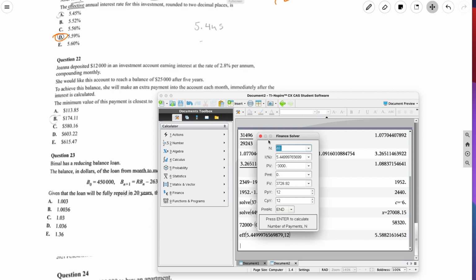Be a little bit unfair though. So 12 months, 5 years, so 5 times 12. She's getting 2.8% per annum. She's invested 12,000. She's got to put in a payment, which we don't know. She wants the future value to be positive 25,000 in those 5 years. And then we just solve for the PMT.